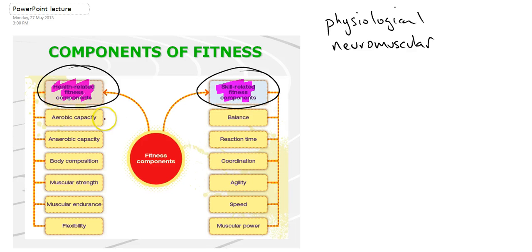The health-related are aerobic capacity, anaerobic capacity, body composition, muscular strength, muscular endurance, and we would normally look at muscular endurance as local muscular endurance, flexibility, and then our skill-related being balance, reaction time, coordination, agility, speed, and muscular power.